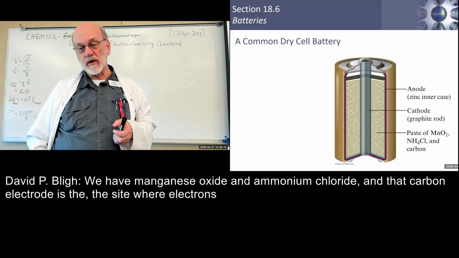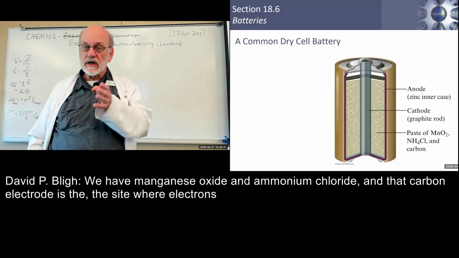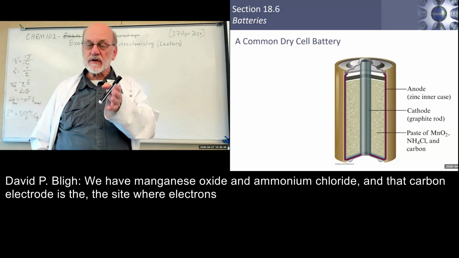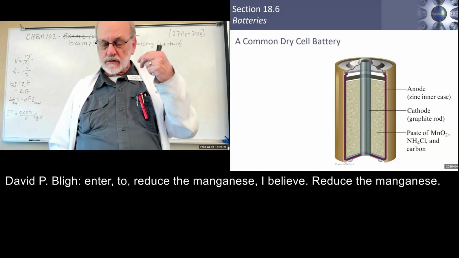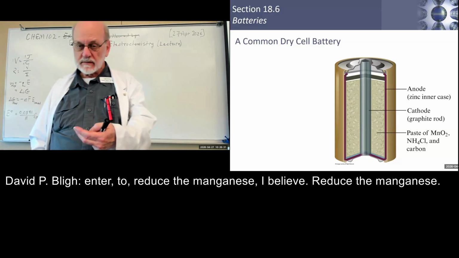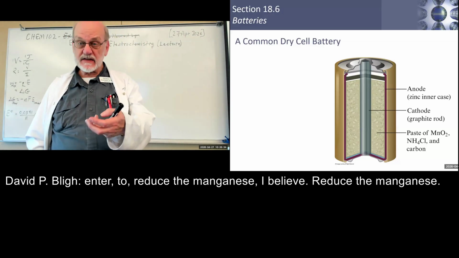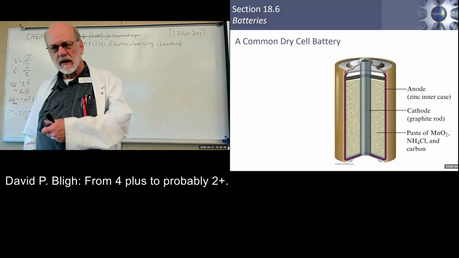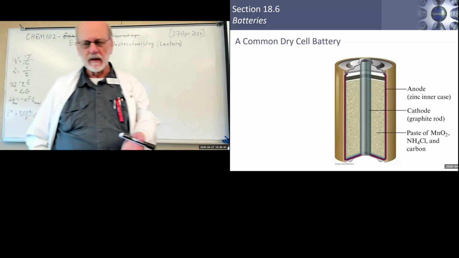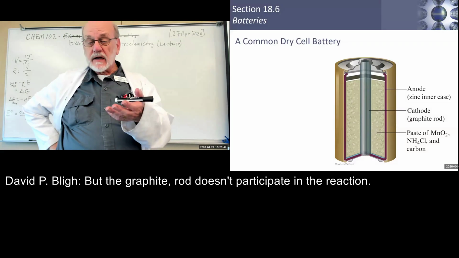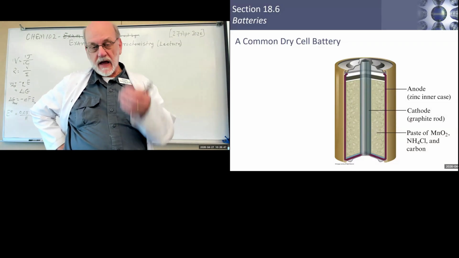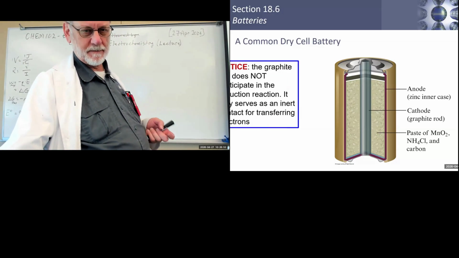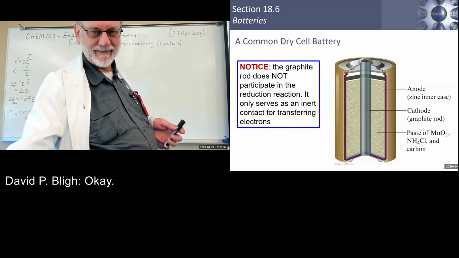We have manganese oxide and ammonium chloride, and that carbon electrode is the site where electrons enter to reduce the manganese, I believe. Reduce the manganese from 4+ to probably 2+. But the graphite rod doesn't participate in the reaction. Okay.